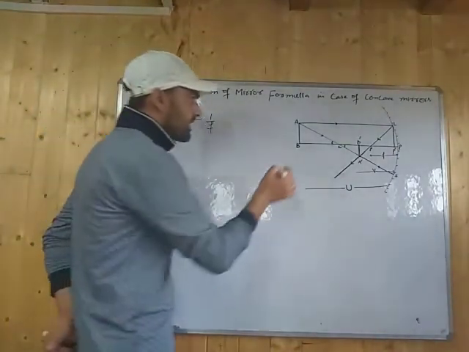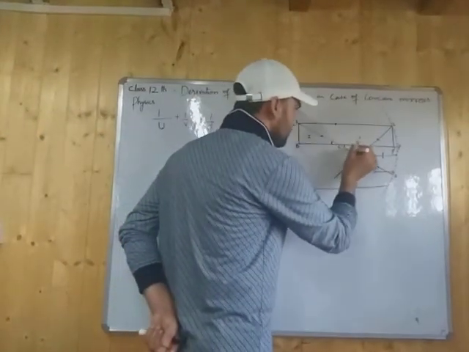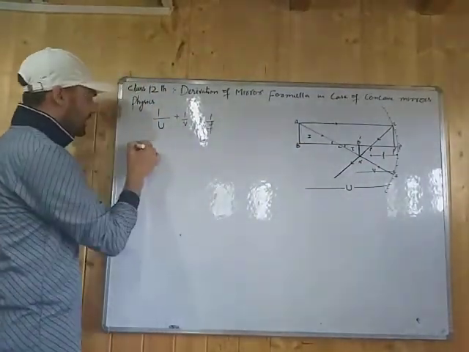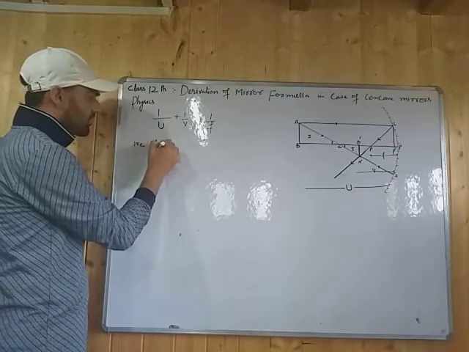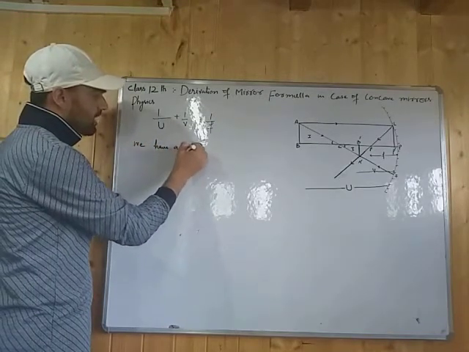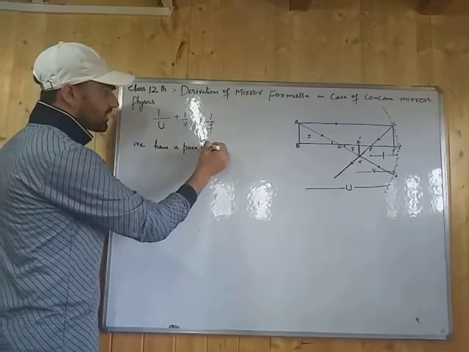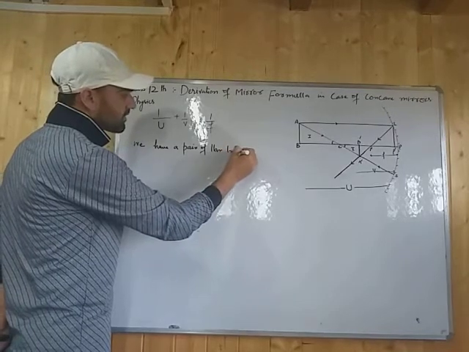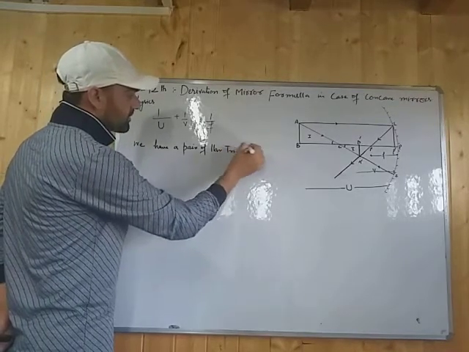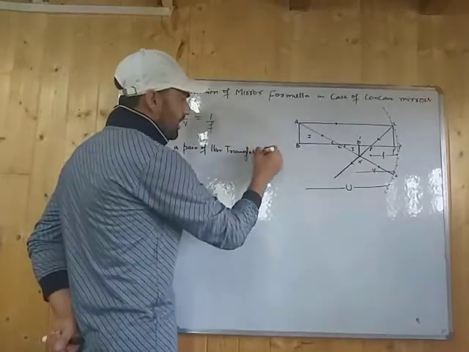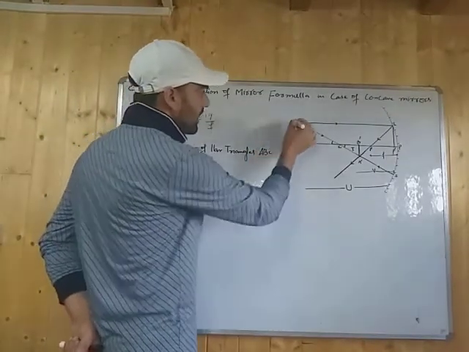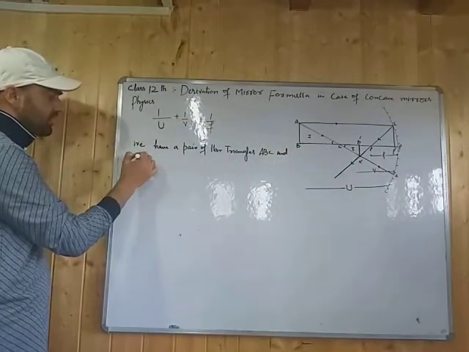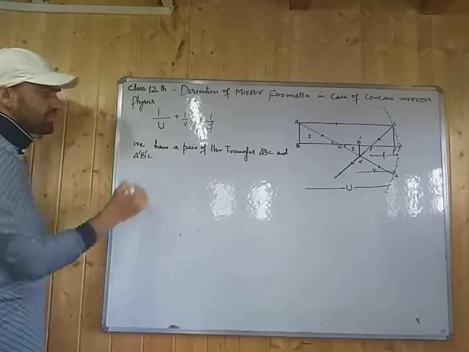So we'll take this first pair of similar triangles. We have a pair of similar triangles: A, B, C and A dash B dash C.